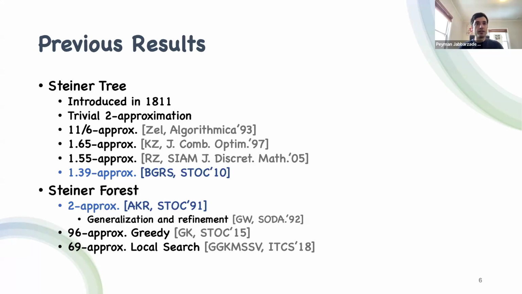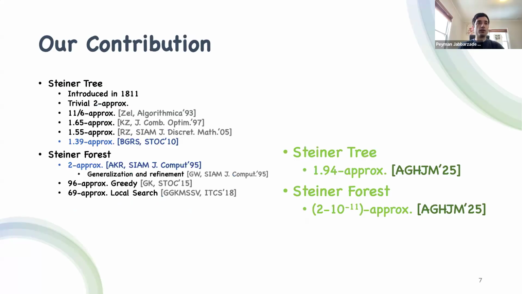There were some works that try to analyze some natural algorithms for this problem, like a 96 approximation factor that uses a greedy approach and a 69 approximation algorithm that uses a local search approach. And we were able to design the first algorithm that has a better than two approximation factor for Steiner forest. So our algorithm has a 2 minus 10 to the minus 11 approximation guarantee. And along the way, we also designed a 1.94 approximation factor for Steiner tree, which is not the best approximation factor for Steiner tree, but it was crucial for us to design our Steiner forest algorithm.